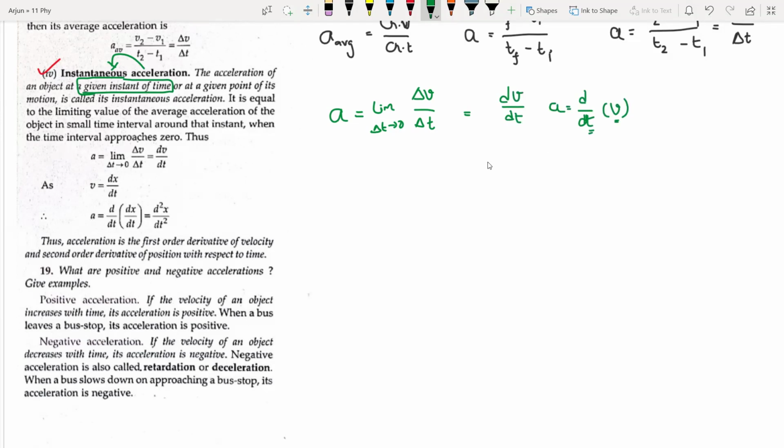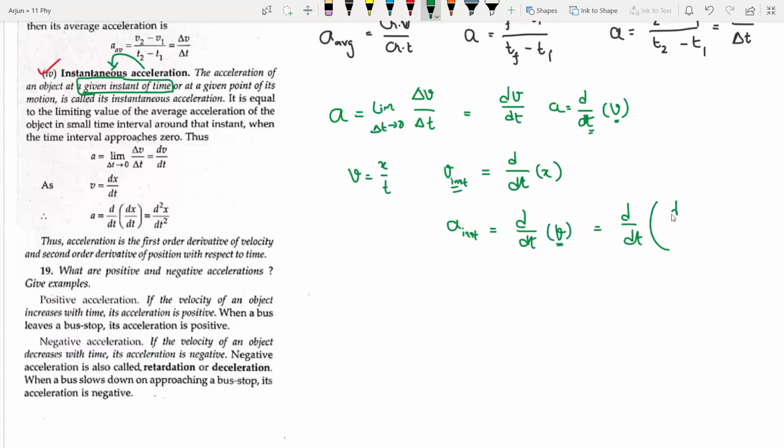We have discussed velocity also, right? Now you see, velocity is nothing but displacement by time. If you want instantaneous velocity, v instantaneous is nothing but d by dt of x. You are differentiating displacement with respect to time. Now instantaneous acceleration is nothing but d by dt of v, and we know what v is, d by dt of x. So substitute here, it becomes d by dt of d by dt of x.